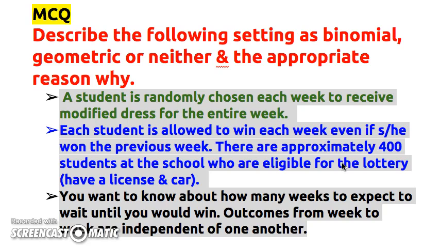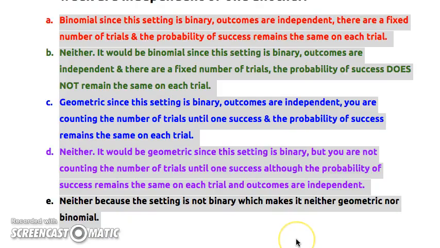This is a good time to pause and to read over the summary of 6.3, look through some examples of geometric and binomial random variables. And you're choosing whether this setting is binomial, geometric, or neither, and the appropriate reason why. So pause here to read over the question about the lottery for parking and determine whether this is geometric or binomial and why. Look at those conditions. BINS for binomial, BITS for geometric. And here are the possible answer choices for the multiple choice. Determine on your own whether you think it's binomial, geometric, or neither, and the appropriate reason why, go ahead and answer A, B, C, D, or E on your multiple choice form and turn it in.